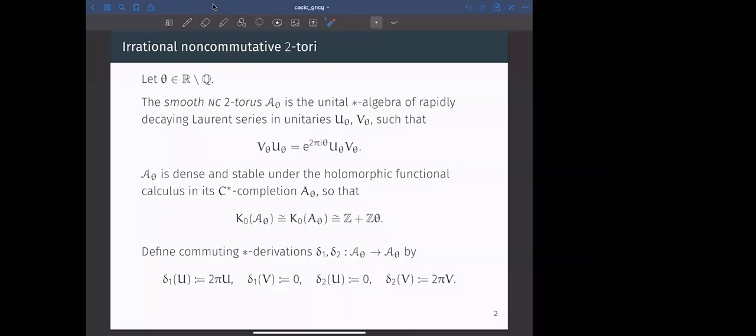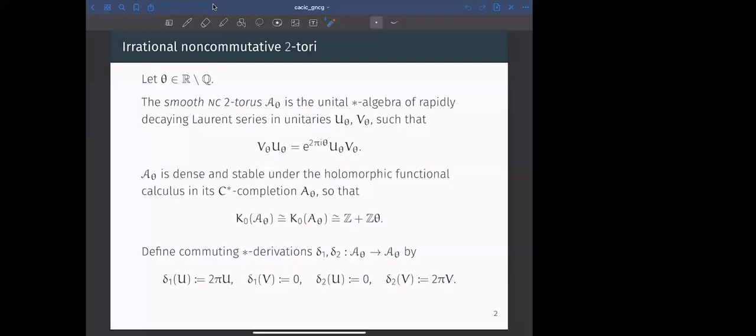Things to note for later on: this is dense and stable under the holomorphic functional calculus in its C-star algebraic completion. So its K_0 is the same thing as the K_0 of the C-star algebra, which via the canonical trace is just Z plus Z theta. And finally, we have the usual partial derivatives on the smooth noncommutative torus, and they're given on these basic Fourier modes by the usual formulas.